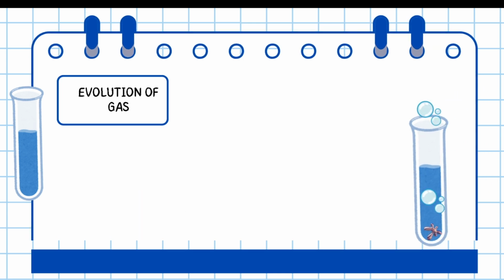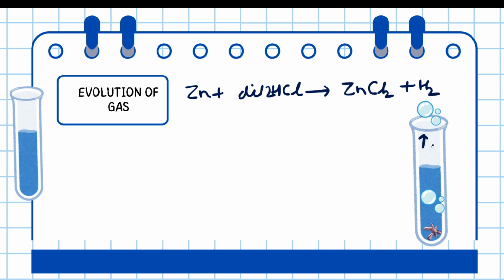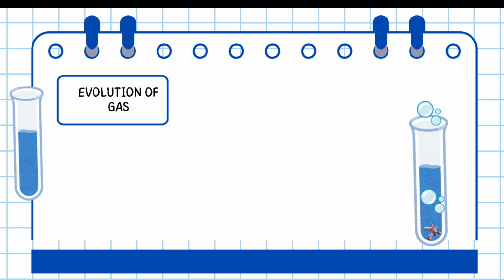Moving on to the second indication, we have the evolution of gas. Now zinc, when it reacts with dilute HCl, results in the formation of zinc chloride, and hydrogen gas is liberated. Now this is a simple reaction. Here you can see in the test tube, once zinc metal is added, it results in the evolution of hydrogen gas. So a gas is being evolved which is indicating that a chemical reaction has taken place.